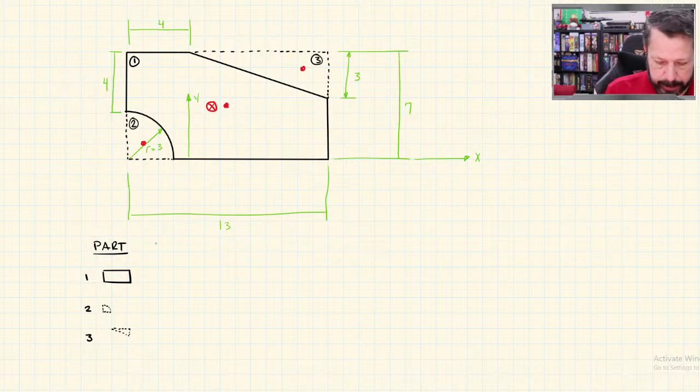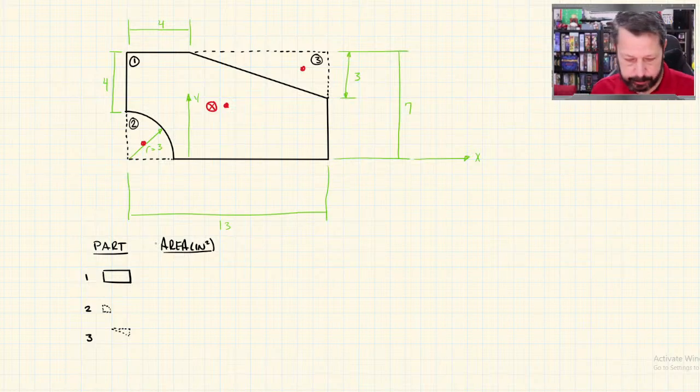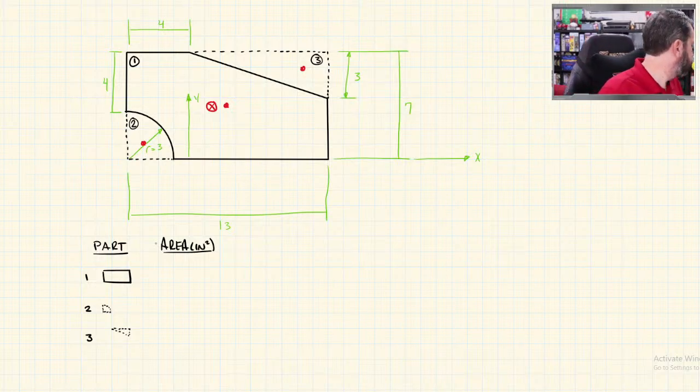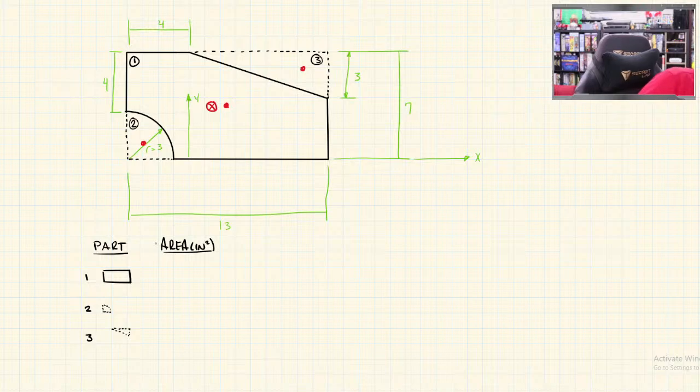All right, let's do our areas. Again, I didn't put units. Let's just assume they're inches. I've got to get my calculator again. I keep thinking I'll see that calculator somewhere, and I just don't. Oh, wait.